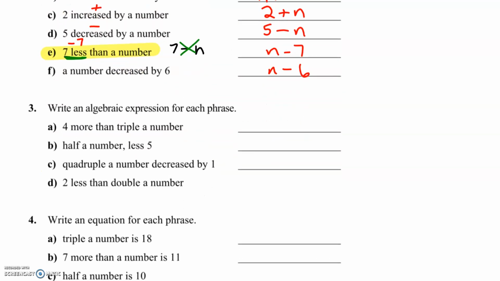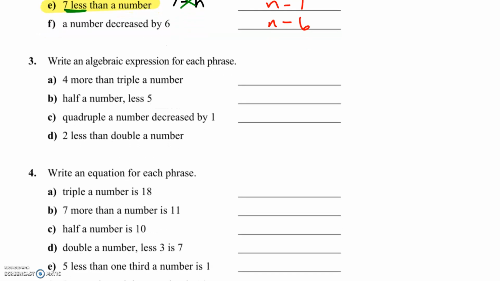All right, let's take a look at 3. Write an algebraic expression for each phrase. It says 4 more than triple a number. So 4 more we know means we're adding 4, and we're adding 4 to triple a number, which would be 3n. So the whole expression would be 3n plus 4. Remember, when it says more, that comes second. Half a number less 5. So we know half a number would be a half times n, less 5 would be minus 5.